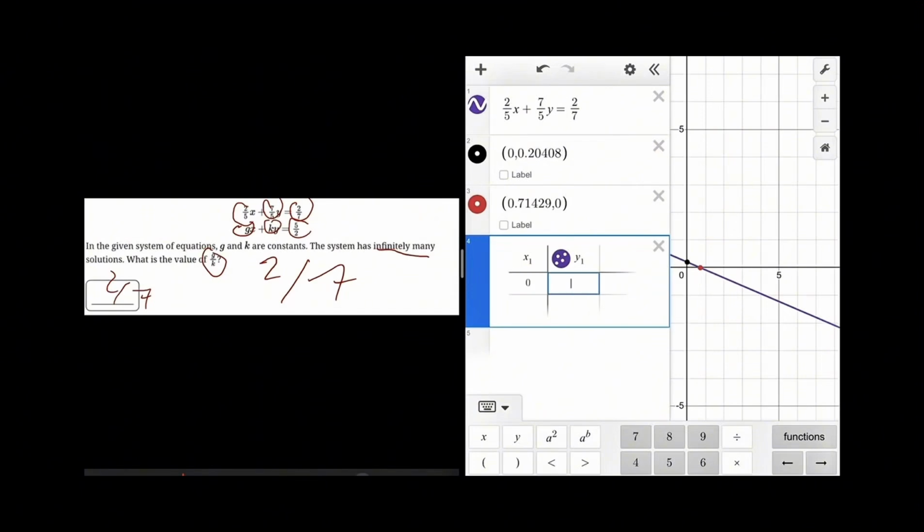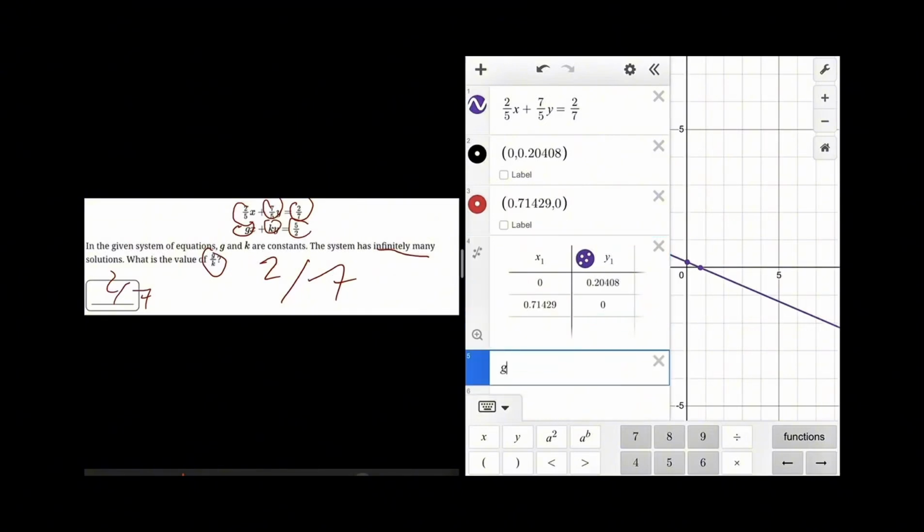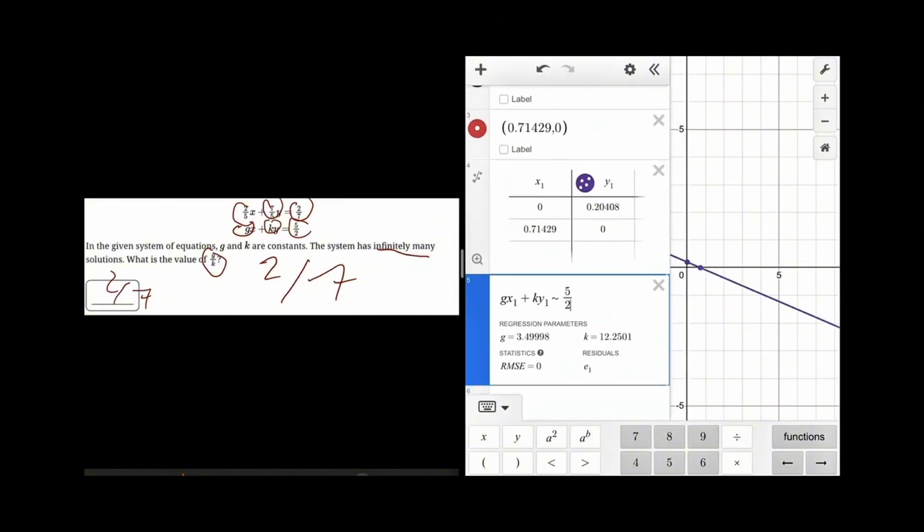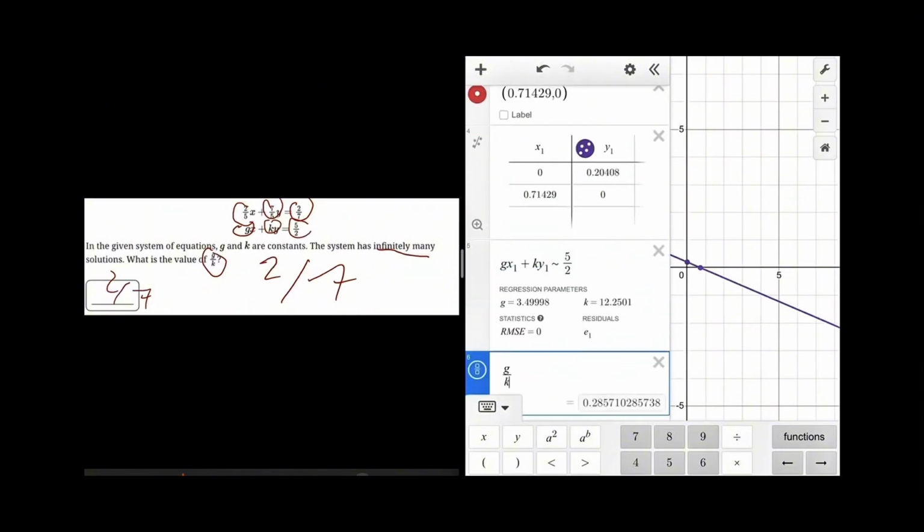We have 0, 0.2, 0.408. And then we have the other one. Now we just type in the second equation with x1 equivalent to 5 over 2. Then all we have to do is put g over k.